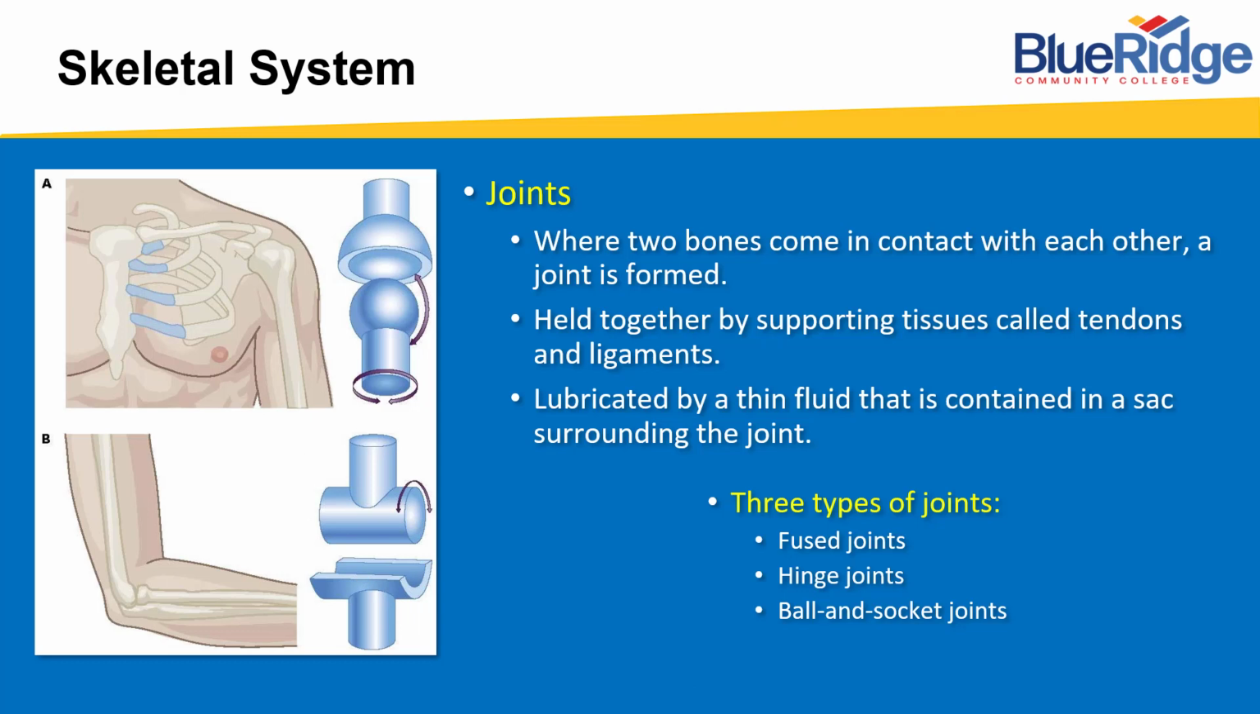Fused joints do not permit any movement between the bone ends, kind of like the joints in your skull. Hinge joints allow movement on one plane, something like your elbow, your fingers, or even your knees. And then your ball and socket joints, like your hip and your shoulders, allow movement in more than one plane, in multiple directions. If movement occurs beyond the limits of a movable joint, injury or damage to the joint will occur.